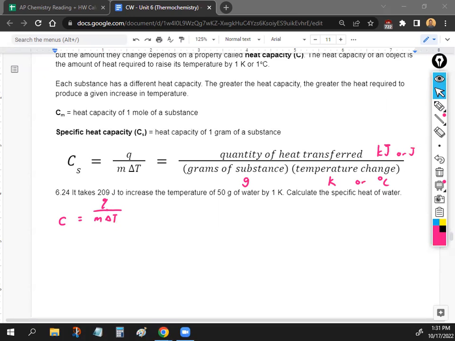Alrighty, guys. If you're finishing up, please feel free to finish, but let's start going over it. What value should we plug in for Q? 209 joules. What value for M? 50 grams. And for the delta T, what's the change in temperature here? Just 1 Kelvin. So all you have to do is punch that into your calculator. Just double checking, 4.18. And it's going to be joules per gram degrees Celsius, or Kelvin. My bad, Kelvin.